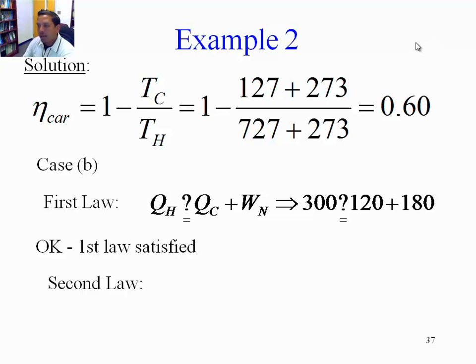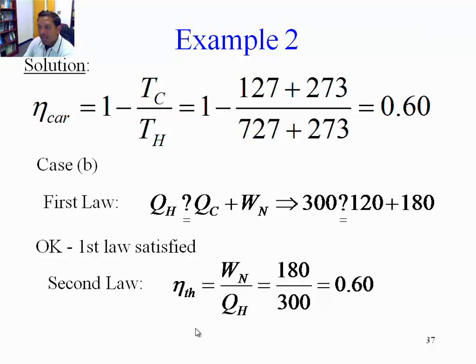Then if we use the second law relationship, which the only one we have is the efficiency of Carnot, we compare the true efficiency to the efficiency of Carnot. The net amount of work is 180. The QH is 300. So the efficiency that this data claims yields is 0.6 or 60%. And as you can see, that is the same as the Carnot efficiency.